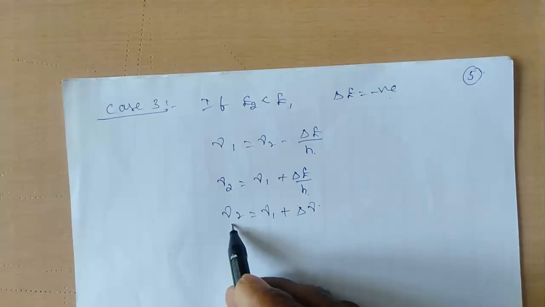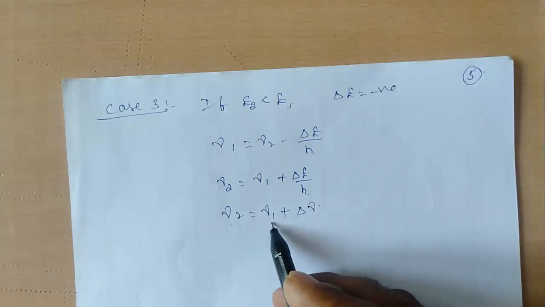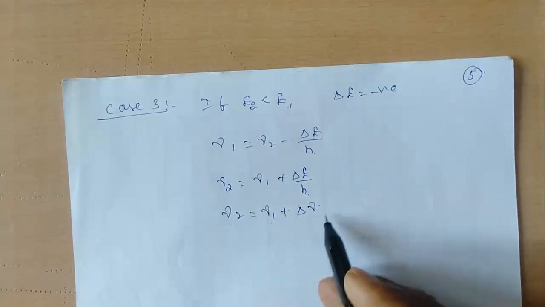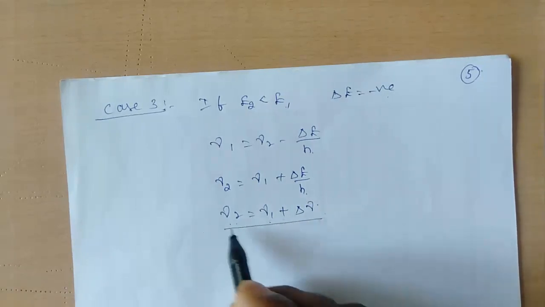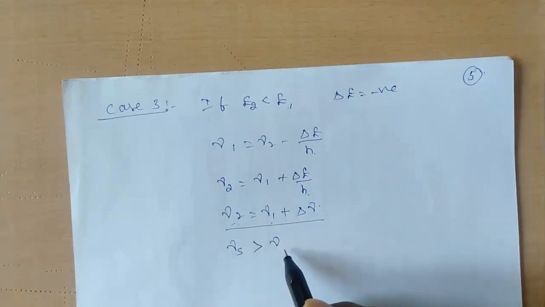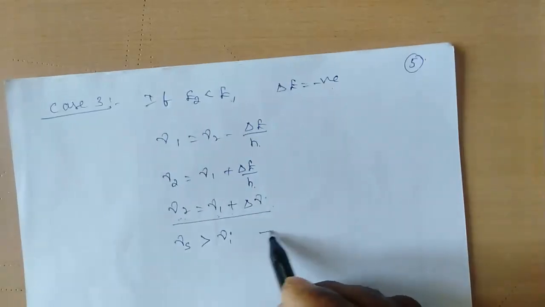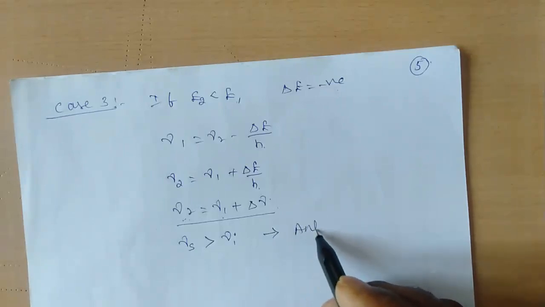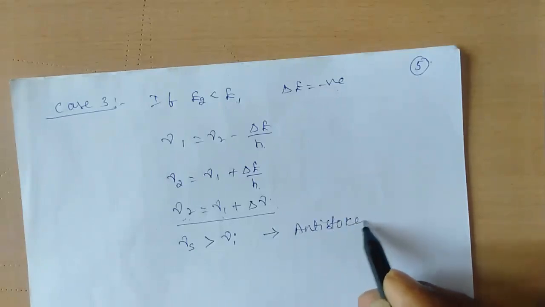See, nu 2 is the frequency of the scattered light, nu 1 is the frequency of the incident light. Since we have nu 2 is equal to nu 1 plus delta nu, so certainly the frequency of the scattered light will be greater than the frequency of the incident light, where it corresponds to the anti-Stokes lines.